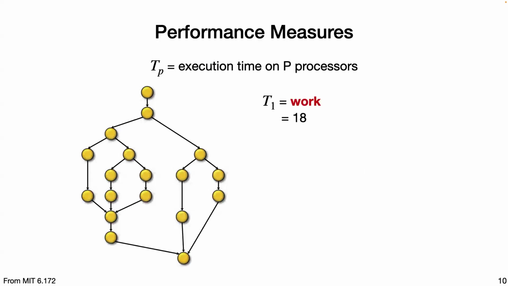Okay. Yeah. So there are two notions of performance measures when we measure parallelism. The first one is the work, which is something we were talking about last time. We want work-efficient parallel algorithms. And here, assuming that each node is 1 unit, the work is just the sum of all the nodes. So here there are 18 nodes, and the work is 18.